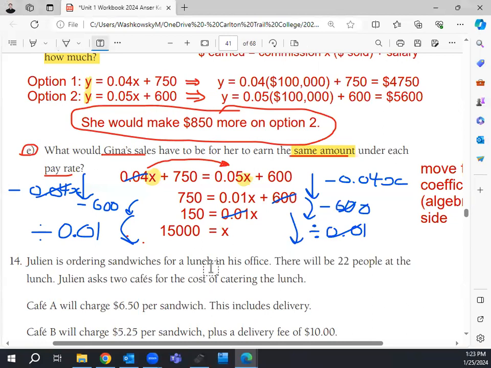But again, we're still in math. What does that mean in plain English? It means that she would have to sell $15,000 worth of stuff for her to earn the same amount. That's what that's saying. Converting that math to English.